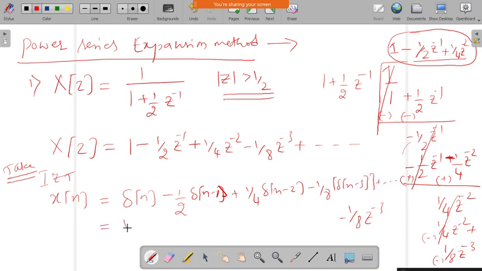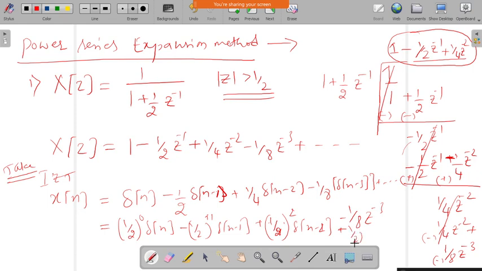So now we can express this one as half power 0 into del of n, minus half power 1 into del of n minus 1, plus 1 by 4, which we can write as 1 by 2 whole square, into del of n minus 2, and similarly it will go on. This is 2 cube, that is minus 1 by 2 cube into del of n minus 3. Like that we can write this in terms of the half power.